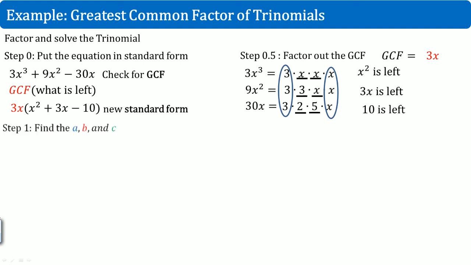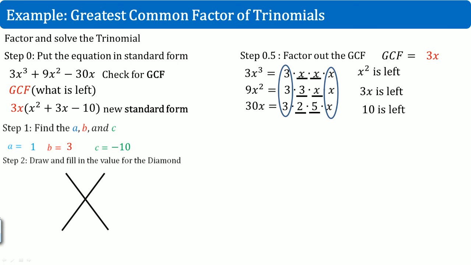All right, step 1. For the diamond method, find your a, b, and c. A is 1, b equals 3, and c equals negative 10. Notice a is equal to 1 here after we pull out the GCF. The a has to be 1 for us to factor using the diamond method. Let's draw and fill in the values for that diamond. B is 3 and c equals negative 10.